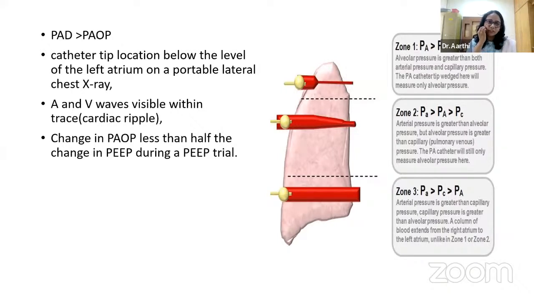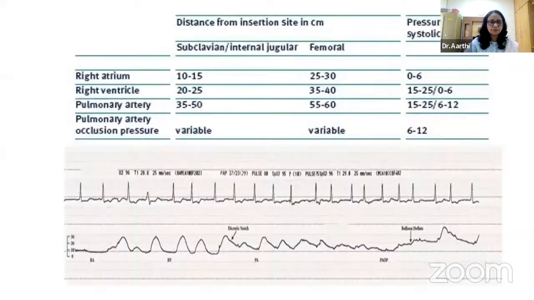While measuring, the pulmonary artery diastolic pressures are always higher than the pulmonary artery occlusion pressure, and the catheter tip should be below the level of the left atrium on a lateral chest X-ray, and the visible A and V waves are seen as a cardiac ripple when you have wedge monitoring waveforms. And changes in the pulmonary artery occlusion pressure are less than half the changes in the PEEP during a PEEP trial. So these parameters tell us that the pulmonary artery catheter is ideally positioned.